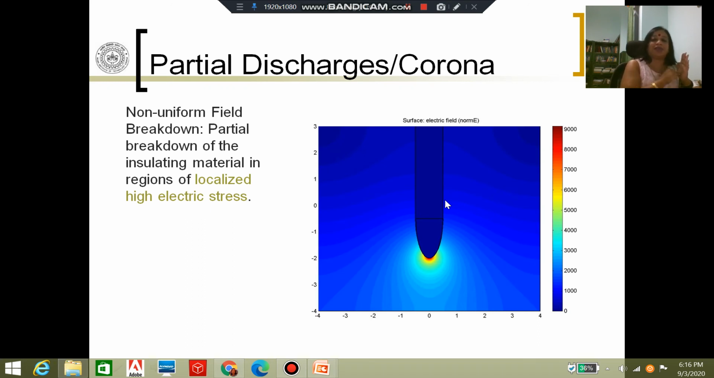Corona is the same thing happening in a gaseous medium, where a part of the gaseous medium becomes ionized and breaks down, but there is no full conducting path between two electrodes. So corona is nothing but PD in air.